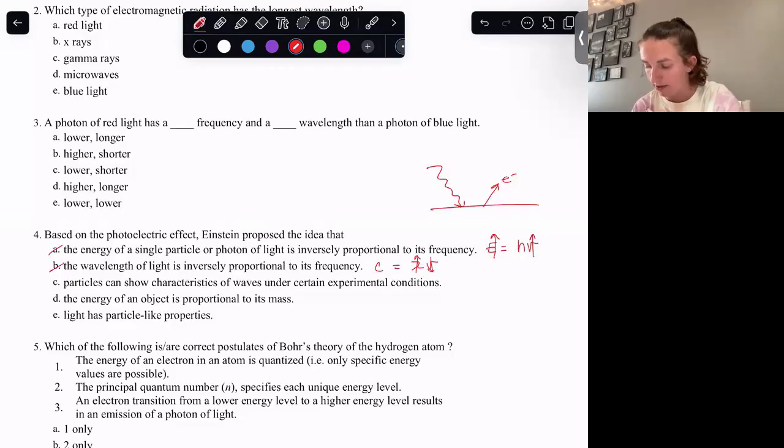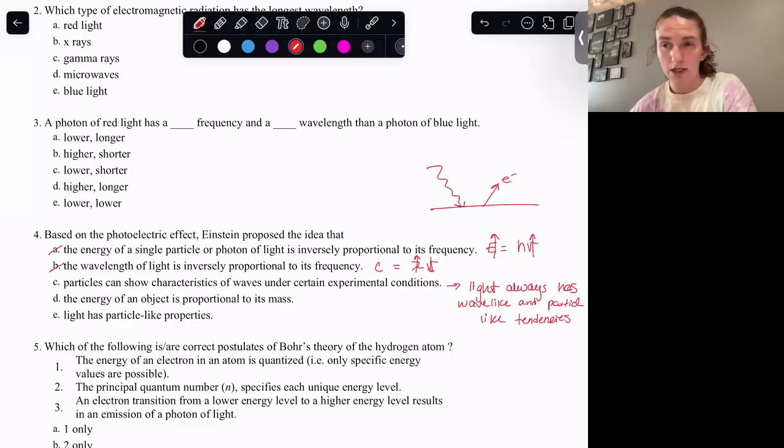Particles can show characteristics of waves under certain experimental conditions. Yes, however, we say that light always has wave-like and particle-like tendencies. So it's not just under certain experimental conditions, that's under all experimental conditions. So that's technically a false statement, and that's not what we learned from the photoelectric effect.